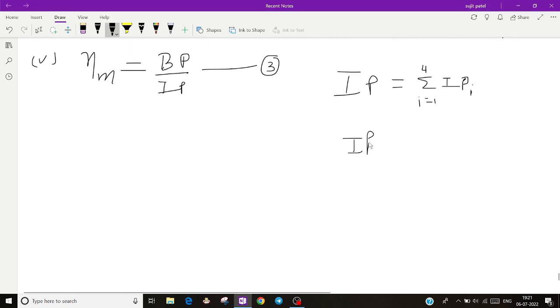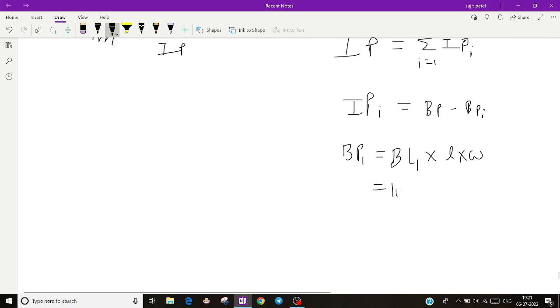And how to find summation of individual indicated power, that is total brake power minus individual brake power when one of the cylinder is cut off. So we have to find BP minus BP1. If first cylinder is cut off, that is BP minus BP1, that is brake power 1. So brake power when cylinder 1 is cut off is given by brake load BL1, that is brake load when first cylinder is cut off, multiplied by arm length, multiplied by omega. So what is the brake load? That is 111 Newton. Arm length we know 0.356. Yes, I think arm length is 0.356, yes.